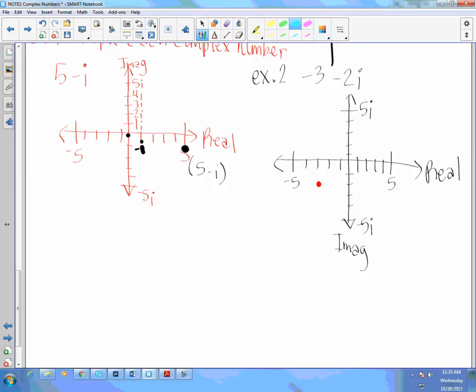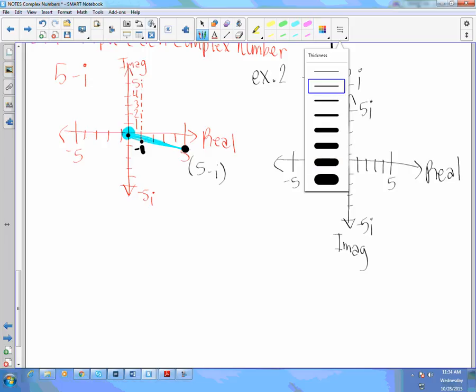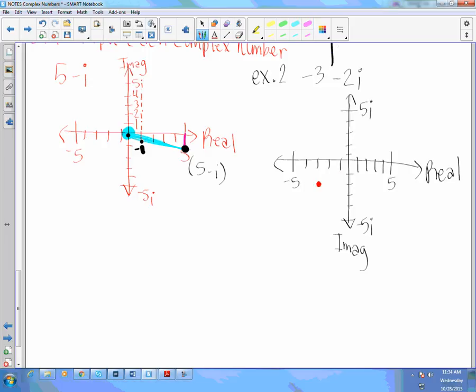Okay, back to example 1. If I connect from the origin, let's make it big, from the origin down to my point, I have a diagonal, right? Now, if I do rise and run, with that diagonal it actually creates a right triangle, right?